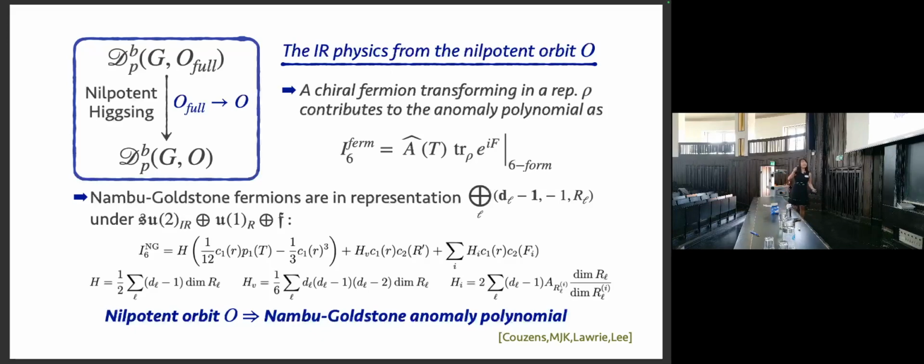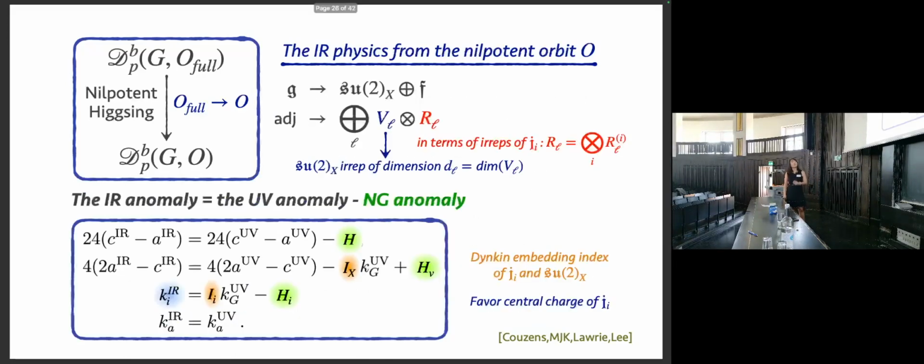By putting in these Nambu-Goldstone fermions, which come in this representation, we can explicitly compute the form, and it has exactly three contributions coming from these individually. So what we learned here is that with just the pure nilpotent orbit, which is the only element from geometry, we can get the entire IR anomaly based on the UV anomaly by looking into this Nambu-Goldstone anomaly polynomial. In the end, what we actually get is the UV anomaly dependence. So this is the central charge, with the Nambu-Goldstone anomaly part being subtracted out. And the same goes here, and these are the flavor central charges that we are getting.